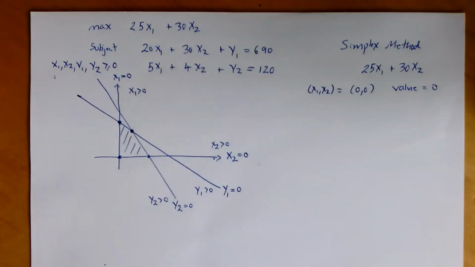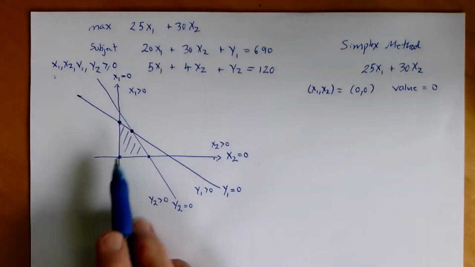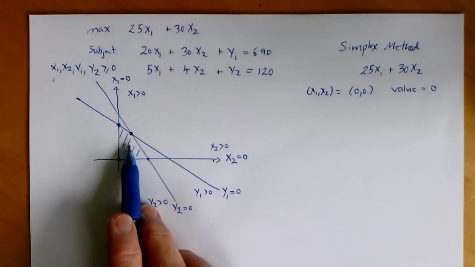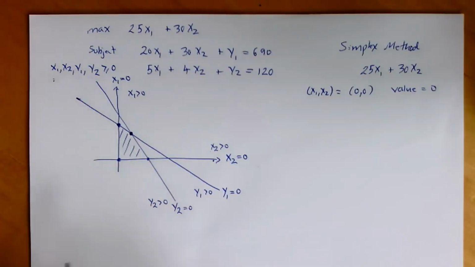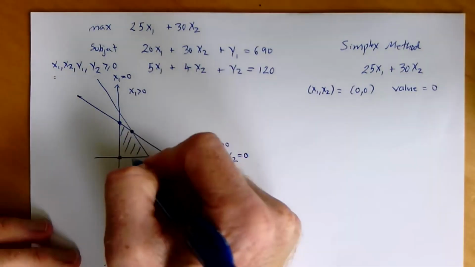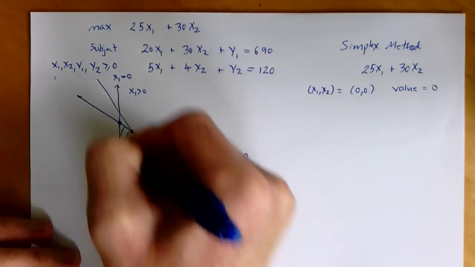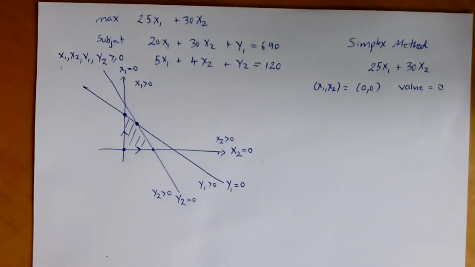And now the question is, can we do better by moving along the perimeter? Okay, we already know there's no point moving on the inside. We can just move along the perimeter. So when we ask that question, can we move along the perimeter and find a larger value, there's two options. We can either go this way or that way.